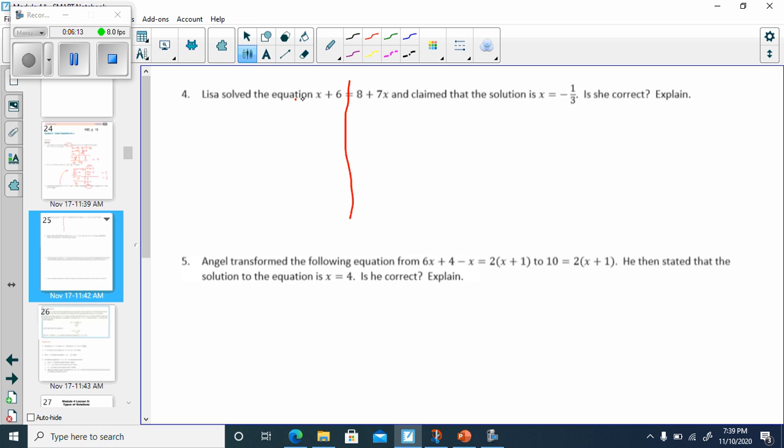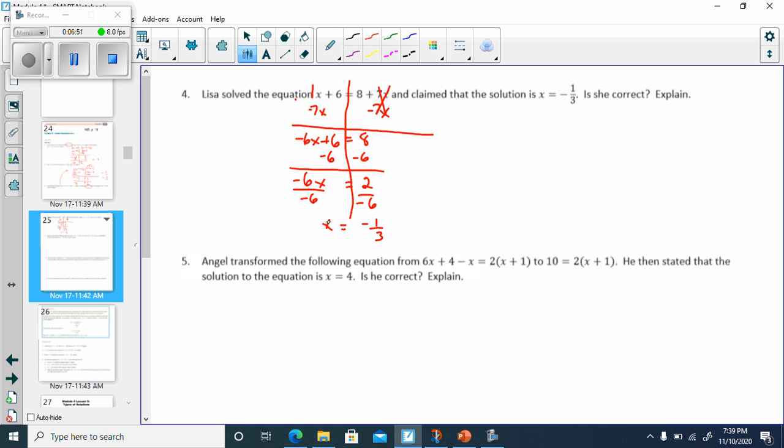I want to get all the variables over here and all the numbers over there. So what if I subtract 7x from both sides? This is 1x. Okay, 1x minus 7x would give me negative 6x plus 6 is equal to 8, right? Because 7x minus 7x is 0. Let's subtract 6 from both sides. And negative 6x is equal to 2. Let's divide both sides by negative 6. And x is equal to negative 1/3.